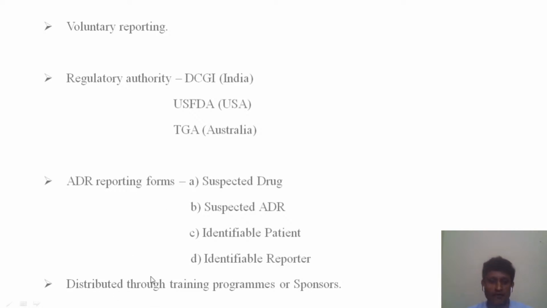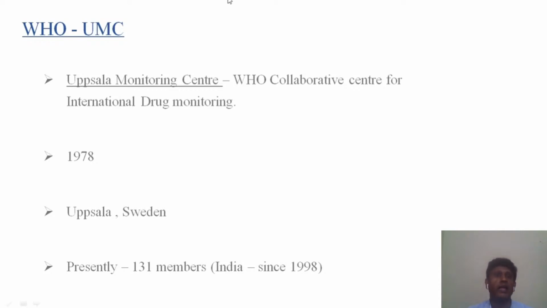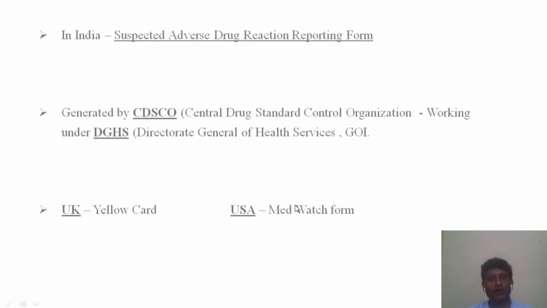These forms are mainly distributed in training programs, and even the sponsors are supposed to report. And this is the big boss, the World Health Organization, and UMC, the Uppsala Monitoring Center. This is the voluntary organization we have, mainly through the World Health Organization. It is the International Drug Monitoring program. The thalidomide tragedy was observed around 1961. After that, it took time; many regulations were made, and in 1978 it was established in Uppsala, Sweden. Presently, more than 131 countries, per the recent data, are members.